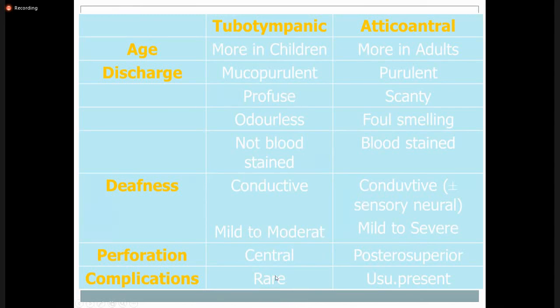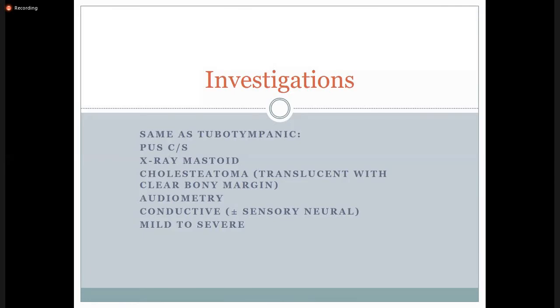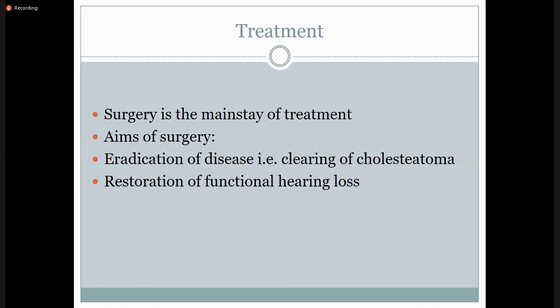Complications are rare in tubotympanic type of CSOM, but complications are usually present, common in attico-antral type, if it is not treated in time. Investigations in CSOM basically are pus culture and sensitivity, and extra mastoid X-ray. If cholesteatoma is present, a translucent bag would be seen in X-ray. Hearing assessment is done, mostly pure tone audiogram. And sometimes CT scan is performed if it is attico-antral type and complications are there.